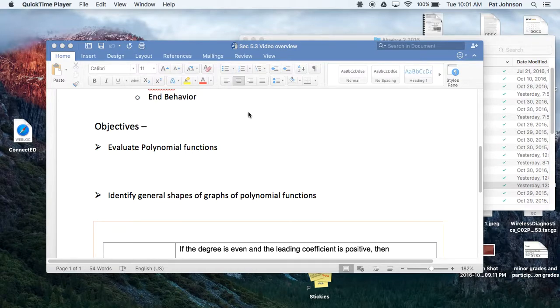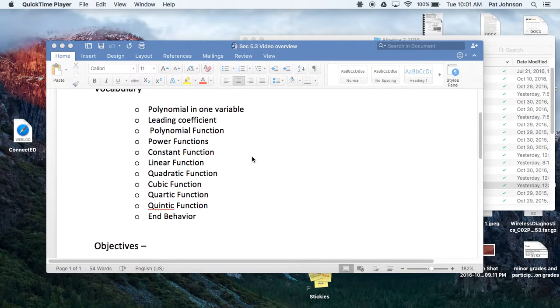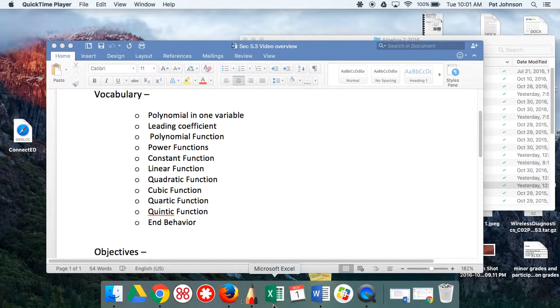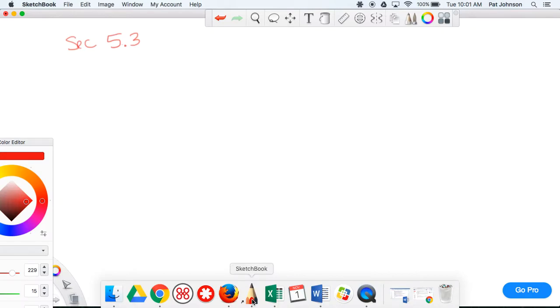Okay, this is 5.3 polynomial functions. This is a long section. Our objectives are we're going to evaluate a polynomial function and identify general shapes of graphs of polynomial functions. And you'll see, if you open your 5.3 video overview, there's a lot of vocabulary. Most of these down here are just determining by degree. So let's get started and let's start on page 322.